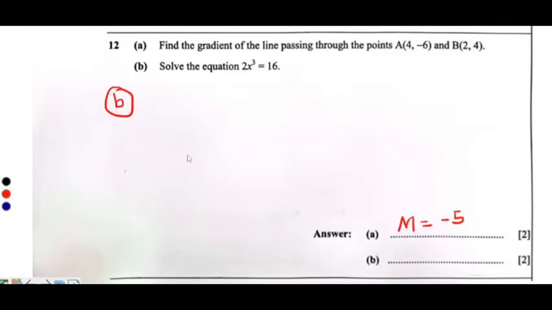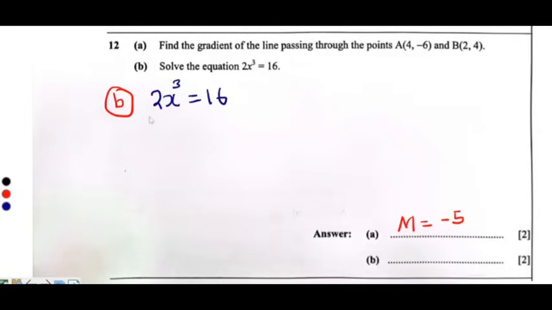Okay, so we now come to question B. Question B reads, solve the equation 2x cubed is equal to 16. So we write our question, 2x cubed is equal to 16. They want us to find the value of x.